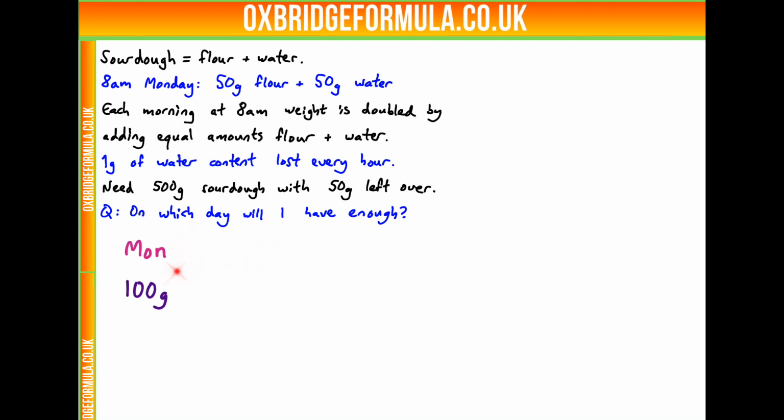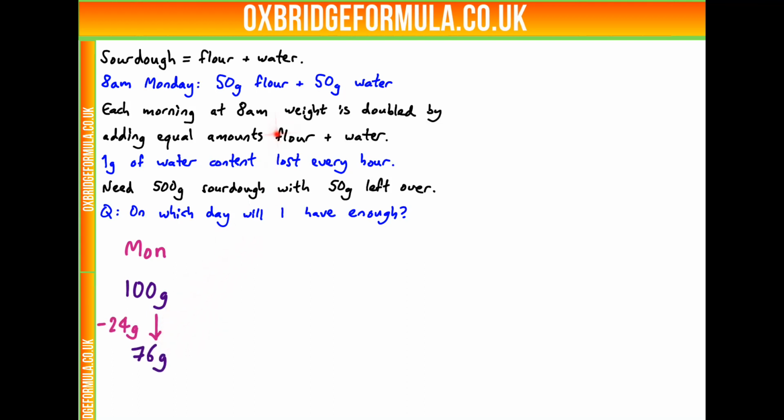So what do we need to do for Monday? Well, before we double it for Tuesday morning, we need to remember that we're going to lose 1 gram of the water content every hour. And so that means that the weight of the sourdough will go down by 1 gram every hour. And how much will it lose before 8 AM on Tuesday? So 1 gram per hour for 24 hours is minus 24. And so that would take us to 76 grams.